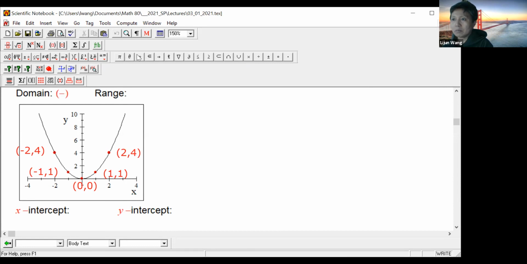Would that be all real numbers? Because any number, positive, negative, 0, you can use it as an input, right? And that input going through this rule, times itself, is going to produce exactly one output, isn't it? You follow me?